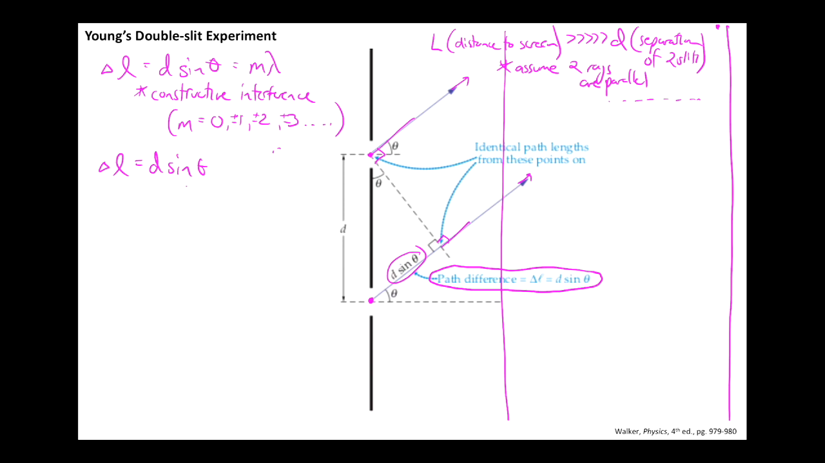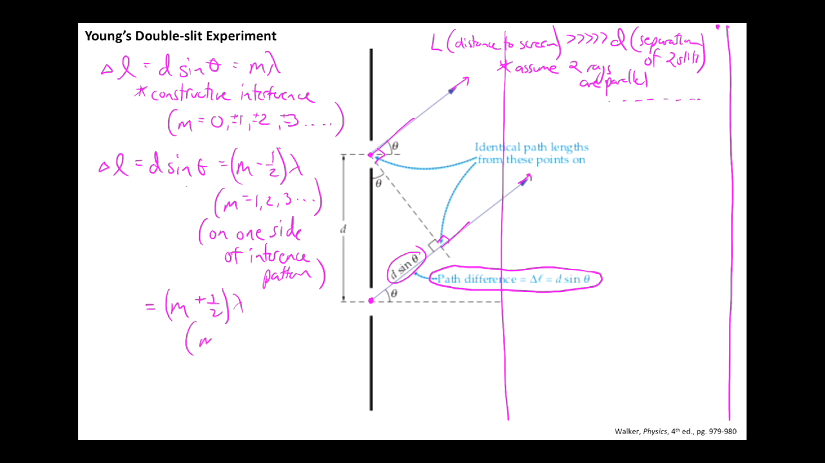Okay, let's write this like this. Let's say this is equal to m minus a half times lambda, where m is equal to 1, 2, 3, all positive numbers. And this is on one side of the interference pattern. And we could say this is also equal to m plus a half times lambda, where m is equal to negative 1, negative 2, negative 3, and so forth on the other side of the interference pattern.